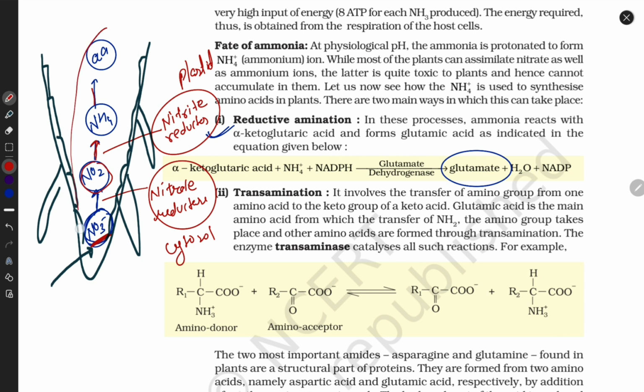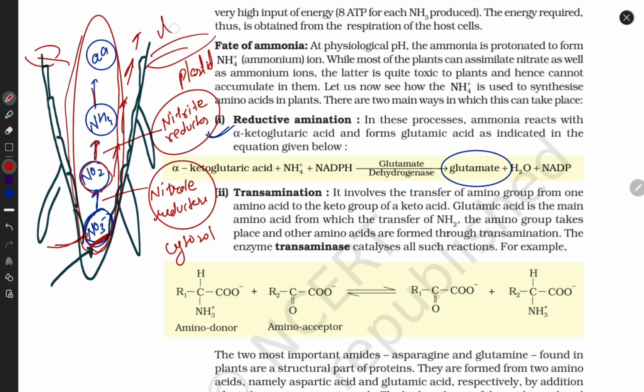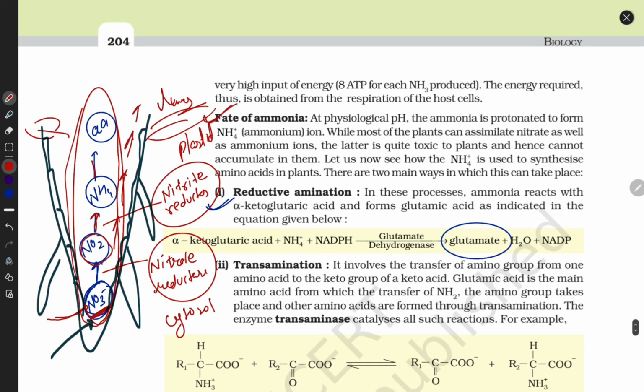Now, I know that the nitrate form is absorbed by the plant's roots, but it is supplied further to the shoot part of the plant. Then this reaction occurs in leaves. Now this is the fate of ammonia. How does it change into amino acid? This is the amino acid, guys.